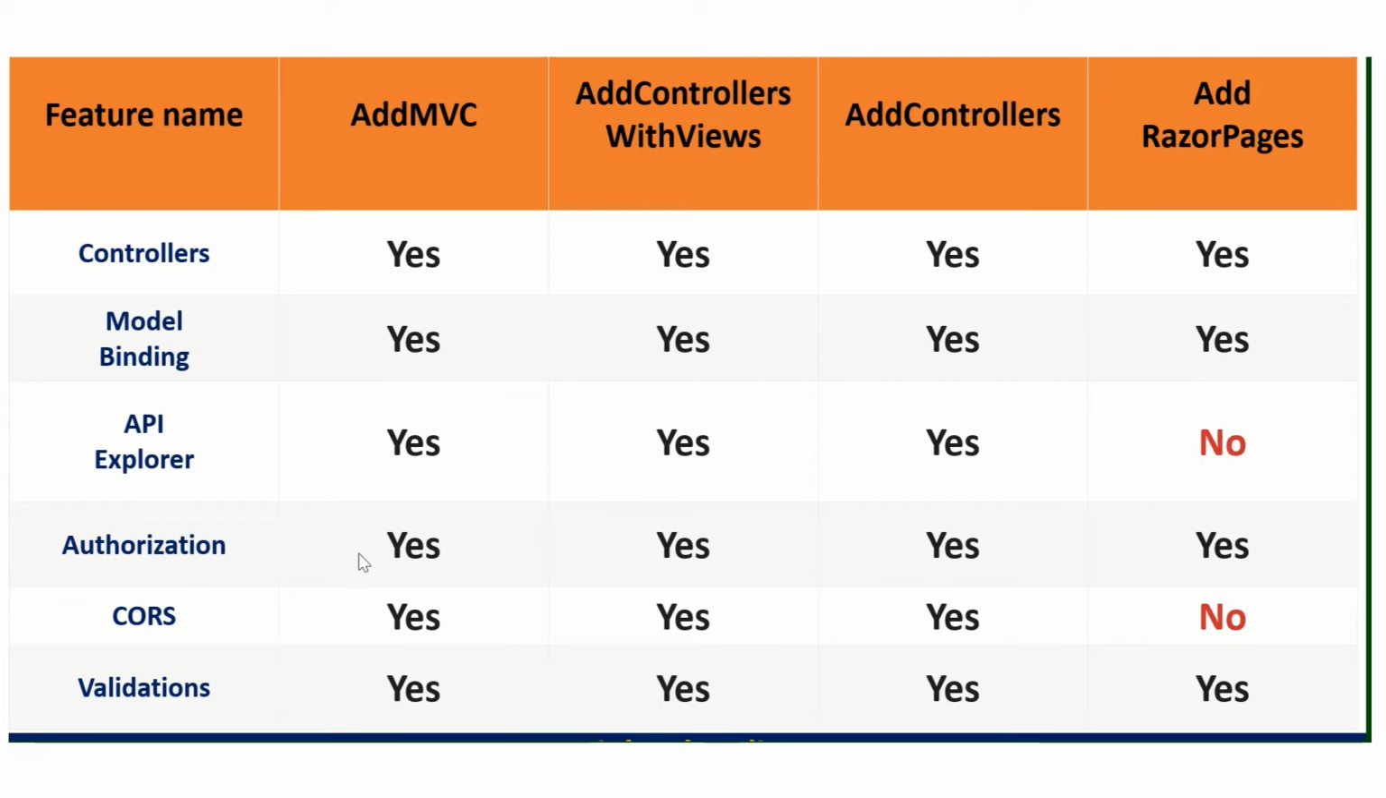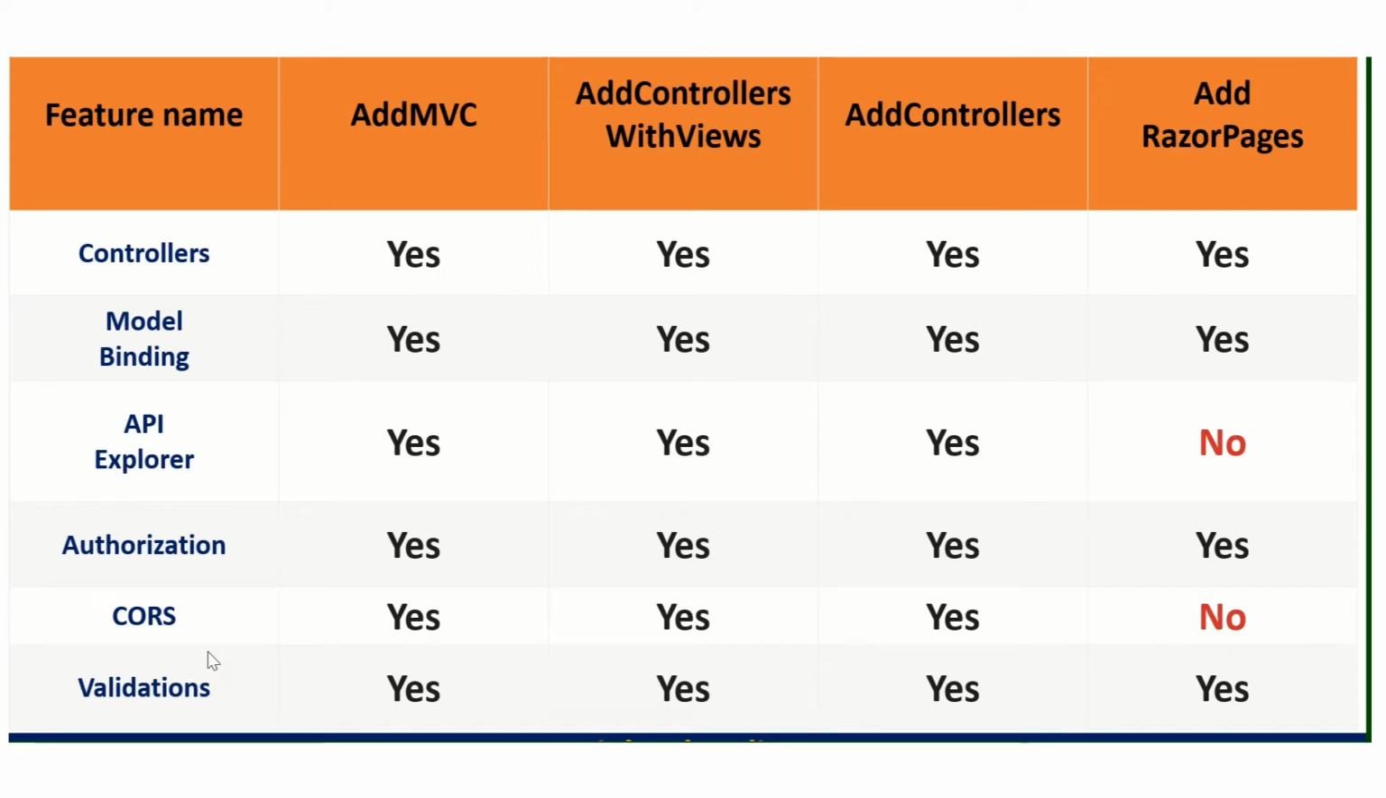And fourth one is authorization, meaning authentication or authorization, right? Whenever a user hits our URL, we authenticate whether the particular user is valid or not. So authorization is basically a feature we can use in AddMvc, AddControllersWithViews, AddControllers, and AddRazorPages. All 4 methods give us authorization features, so you can use any of them, right?